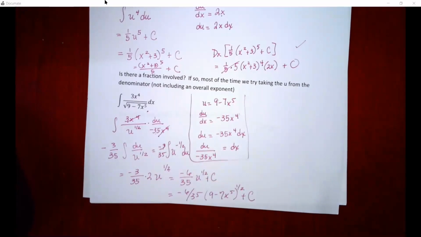Okay, that's something real quick. Go ahead. Where do you grab the 2? In front of the u?